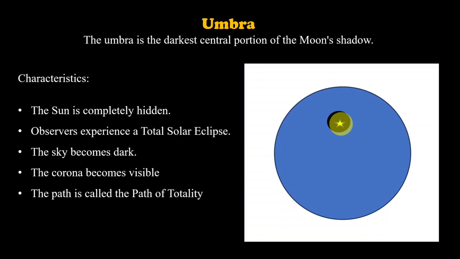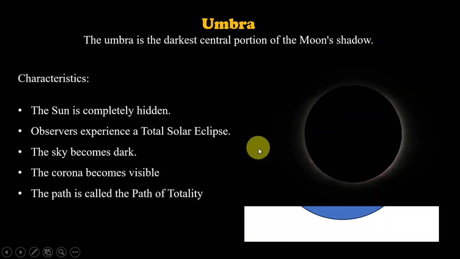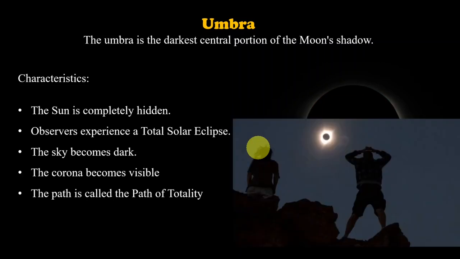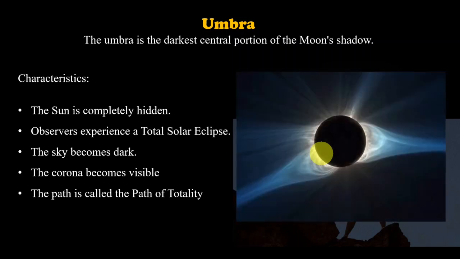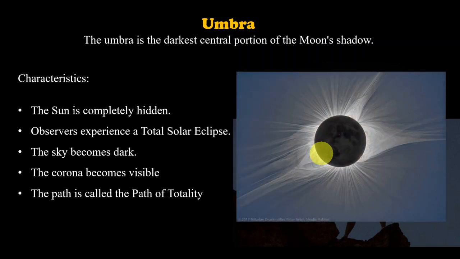If you are part of these people observing this, here are the characteristics of the things you're going to see. If you're in that dark spot, you see that the sun is completely eclipsed. So observers experience a total solar eclipse. The sky becomes very dark. Then the corona becomes visible. I told you the corona is like the atmosphere of the sun. You cannot see that during the daytime or other days. You can only see that during eclipses. You can study it if you're studying the sun.